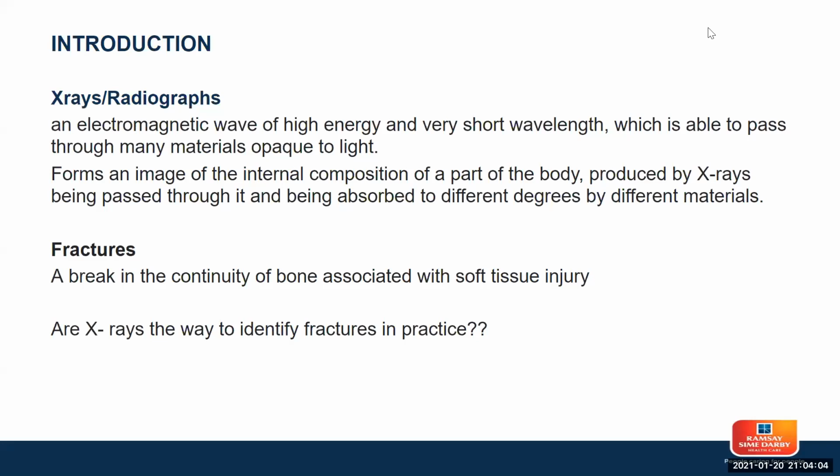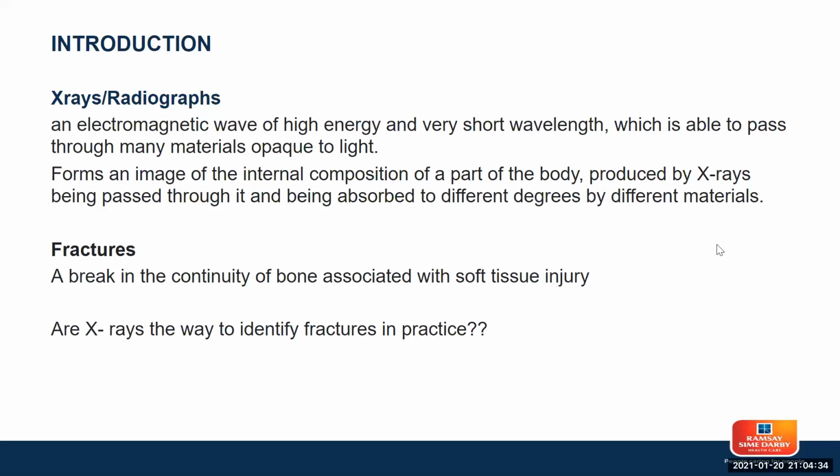All right, so just a quick one. This is just an introduction of what is an X-ray. It's an electromagnetic wave of high energy and very short wavelength, which can pass through materials opaque to light, and it forms an image. And as you all know, the image produced by the X-rays is absorbed at different rates for different materials. All it means is something more solid will appear white, something gaseous will appear black. All right, and that is just the definition of an X-ray.